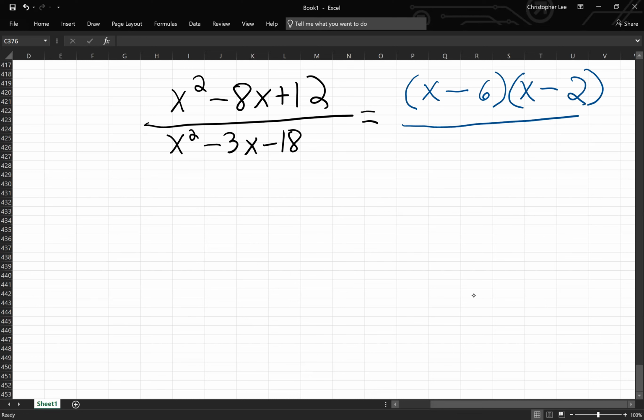But what about the bottom though? Let's use that same logic, right? I have x and x, right? My c term here, my last term is negative 18, right? It's negative. So what does that mean? That means that one number has to be positive, one number has to be negative, right? Now I need two numbers that multiply to negative 18, and when I add them, add up to negative 3. What are they?